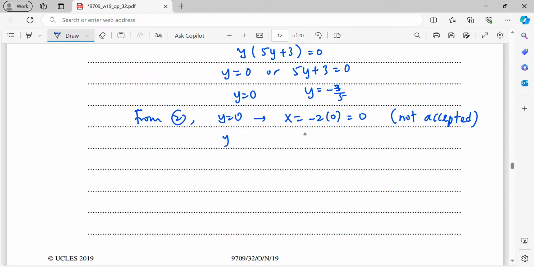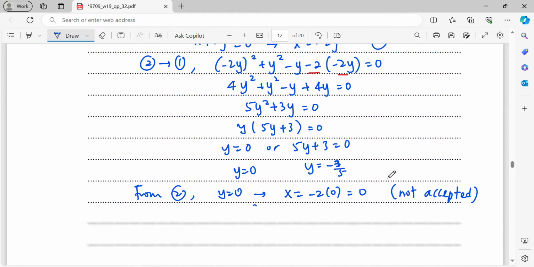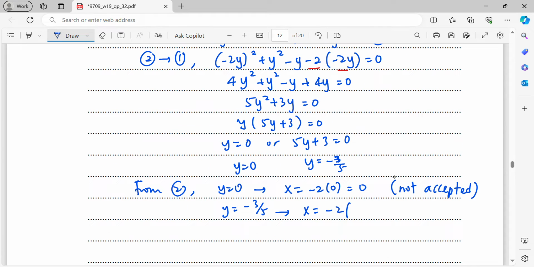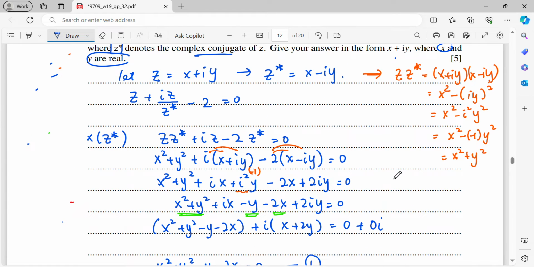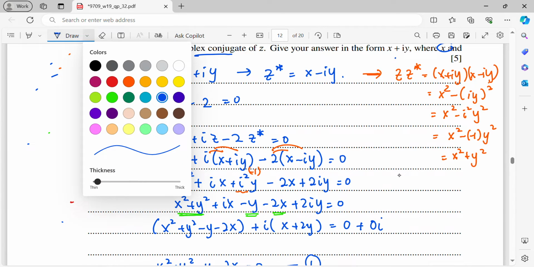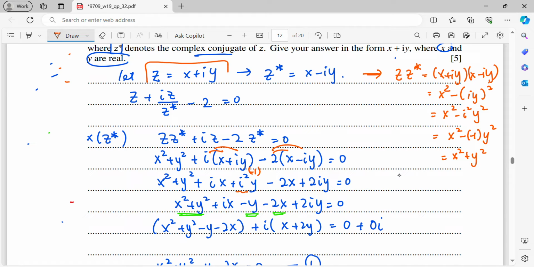Okay, so when y equals negative 3 over 5, that means your x is negative 2y. So negative 2 times negative 3 over 5. This is going to be 6 over 5. So at last, my complex number is x plus iy. Refer back to my definition. This is my definition of the complex number.